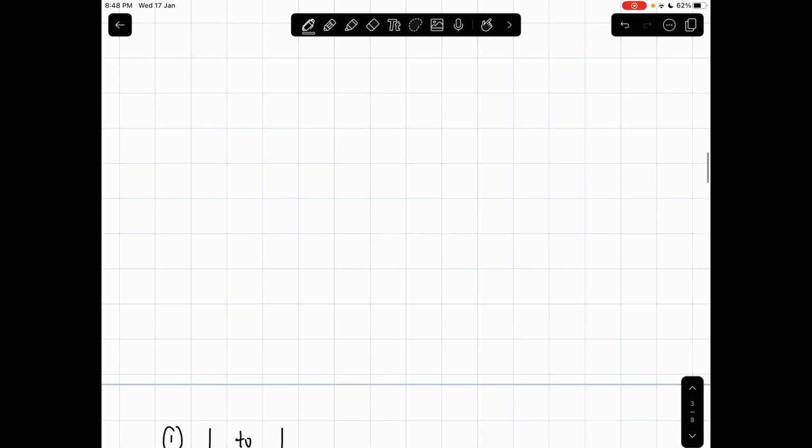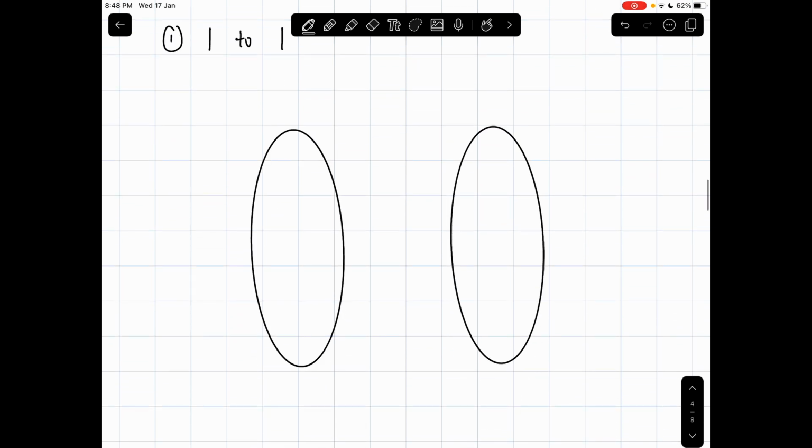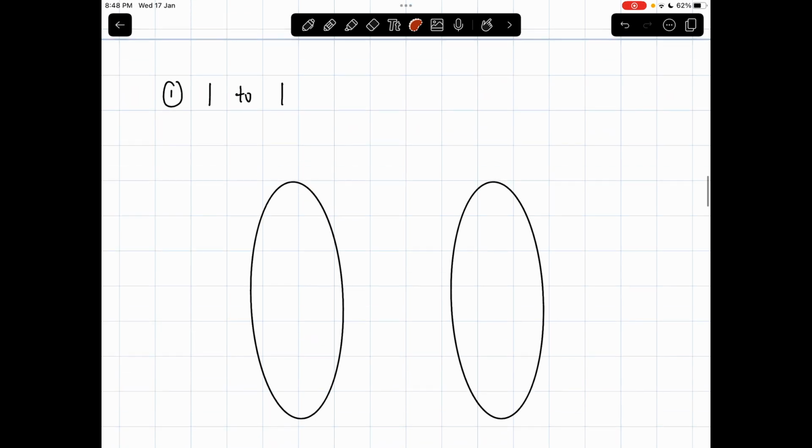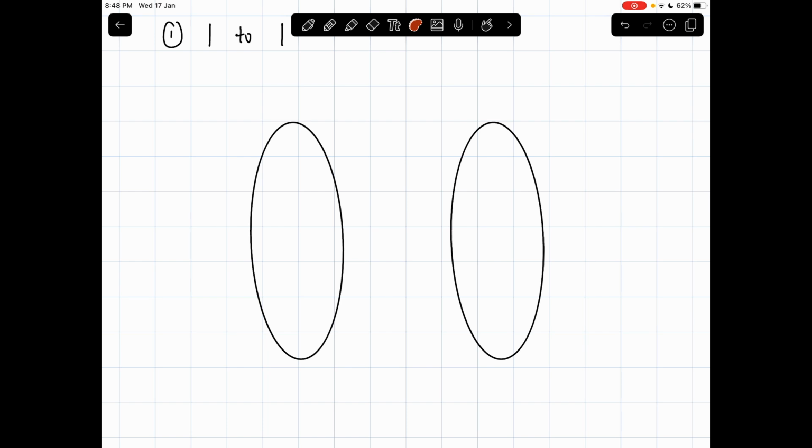The first one we have is one-to-one. I'm very sure that most of you will have an understanding of what this is. For those of you who do not know, this is a classic way to represent functions. It's called an arrow diagram. You might wonder, where are the arrows? Hold on for a second, let me draw it.